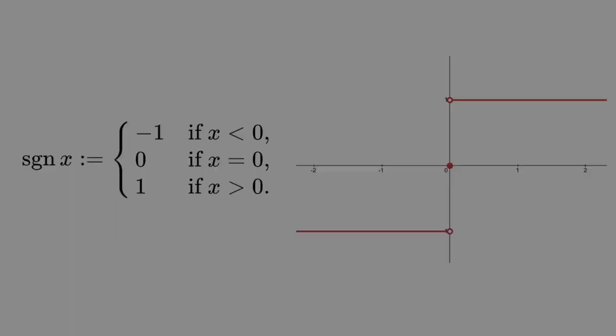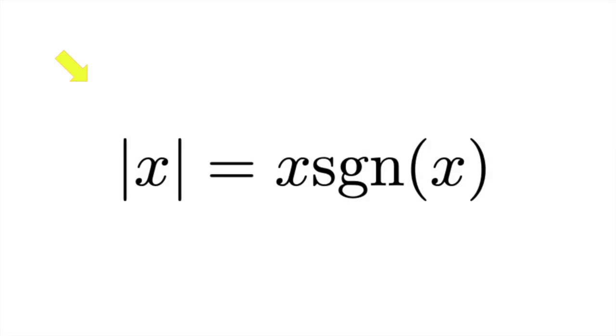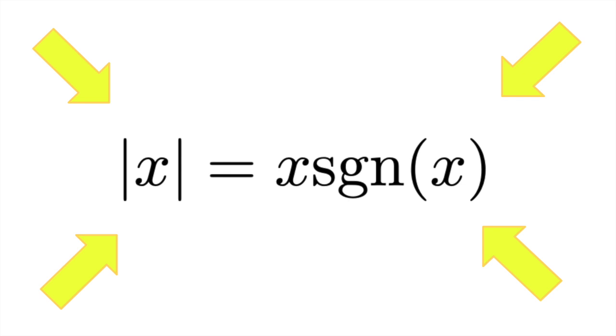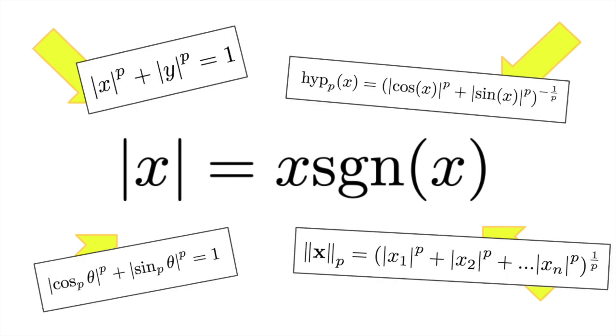Now, an important property that the signum function has is that the absolute value of x equals x times signum x. Now try to remember how many absolute values we've seen floating around so far. This gives us a great way to algebraically manipulate our absolute value signs.